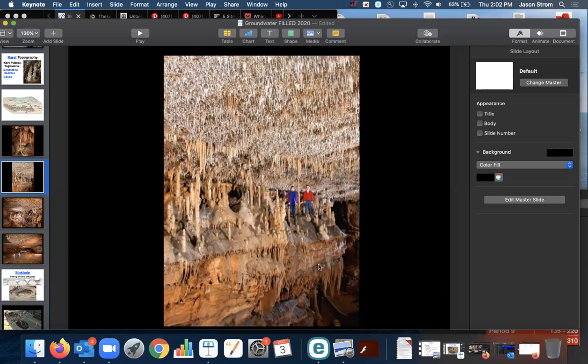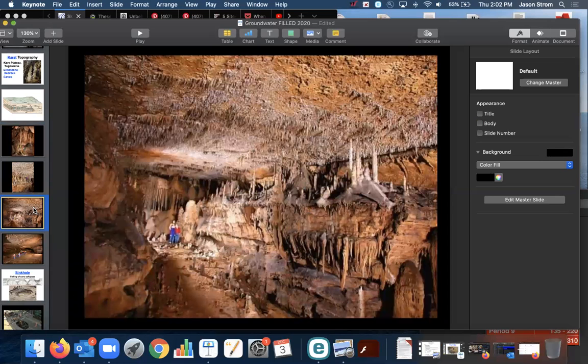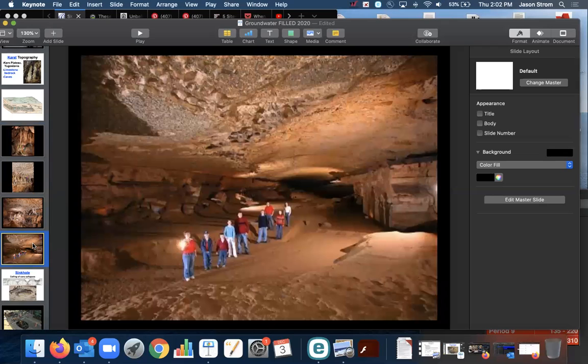In this picture, this is water that's reflective. It's not just a huge cliff, even though it kind of looks that way. And these are obviously lit with electric lights. It's a cave. There's no natural light down there.